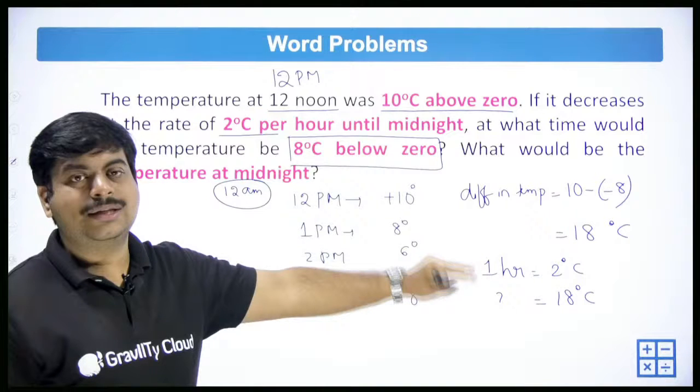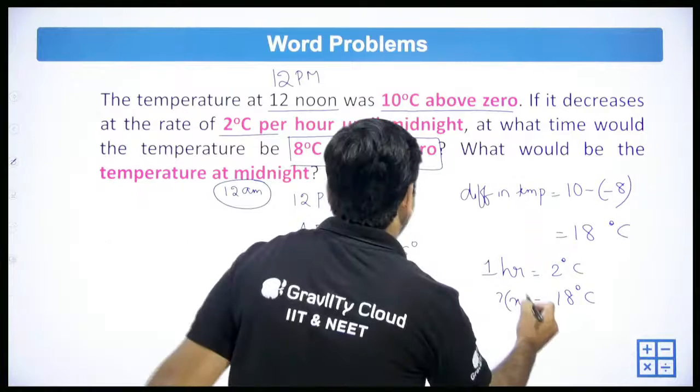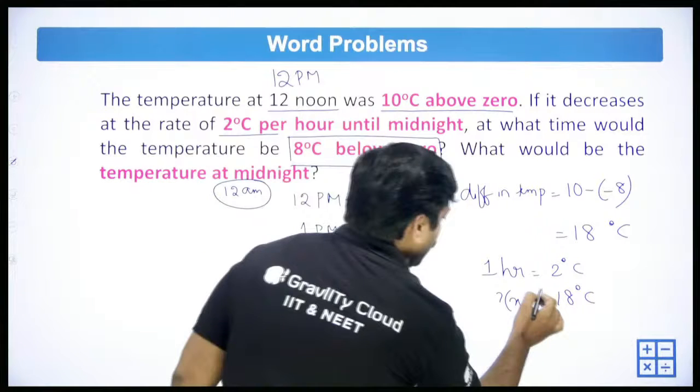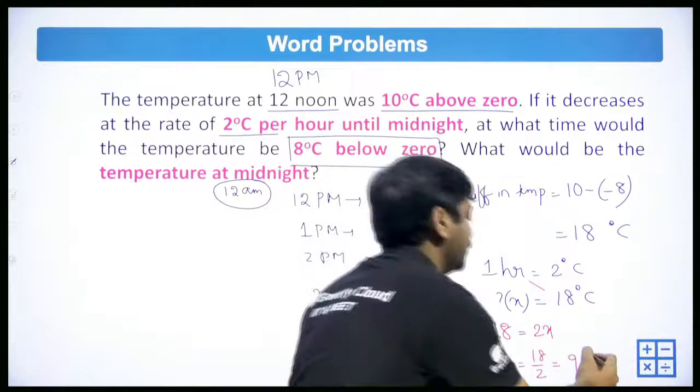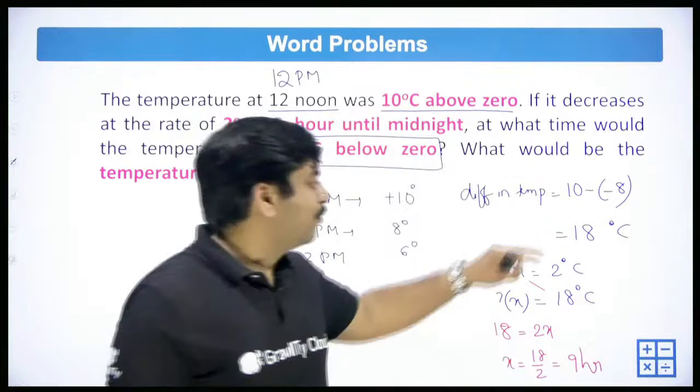If you're confused, just take it as x and cross multiply. So 1 into 18 is equal to 2 into x. From here we get x is equal to 18 by 2, which is 9. It takes 9 hours to reach the point minus 8.